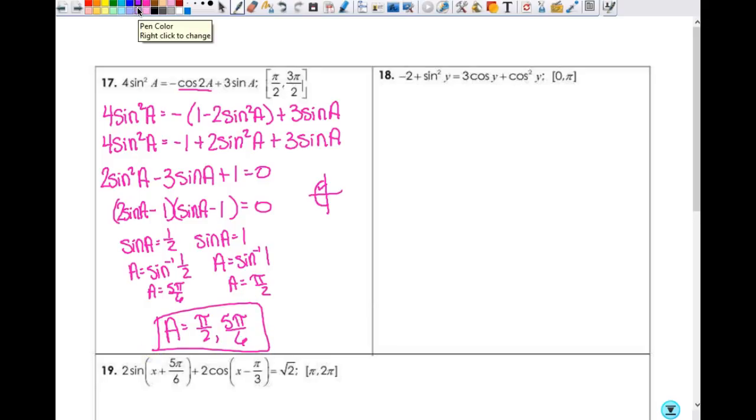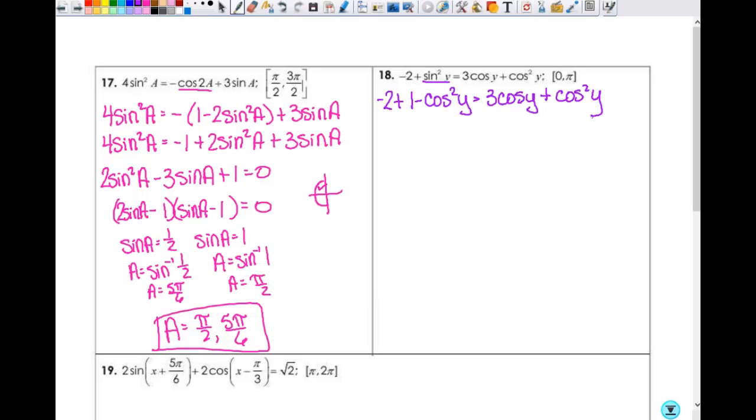All right, number 18. We've got -2 plus sine squared y equals 3 cosine y plus cosine squared y. So I'm thinking I would like it to all be in cosines if possible, and I can change this. So I'm going to get -2 plus, and sine squared is going to be 1 minus cosine squared y equals 3 cosine y plus cosine squared y.